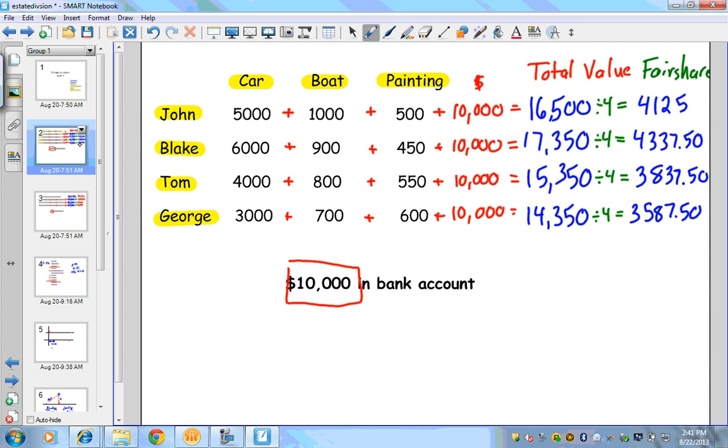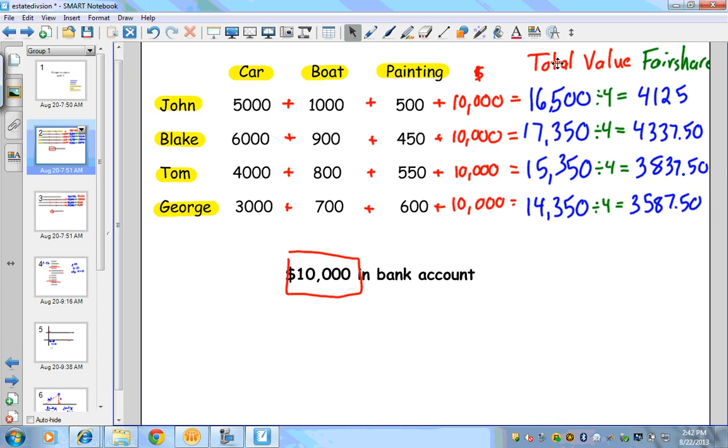If you remember correctly from our last video, we were dealing with John, Blake, Tom, and George, one of our two problems, and they had a car, boat, and a painting that they had to evenly divide among all four of them. Okay, so what we're going to do is pick it up from the fair share part of our problem here. If you remember correctly, our fair share is right here. And I'm going to write all this information in this area here just to keep everything nice and neat. So give me 1 second.